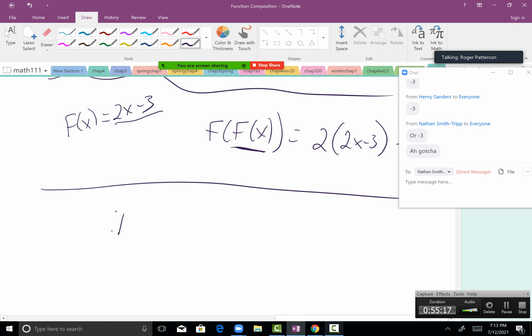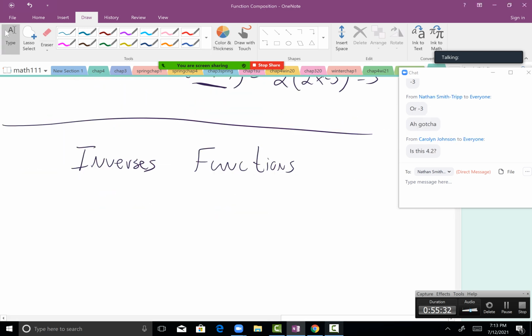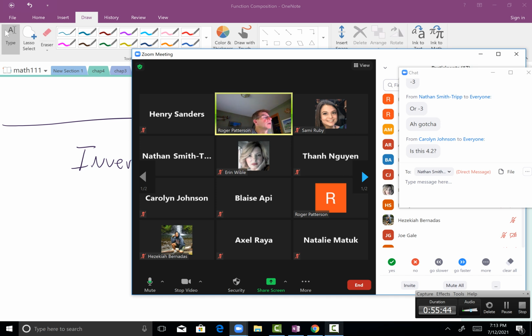Let's talk about inverses. Not as bad. Let me change to a blue here. To talk about inverses, yeah, this is 4.2. To talk about inverses, I'm actually going to have you explore a little something here. So I'm going to stop sharing for a minute and show you where this thing is.